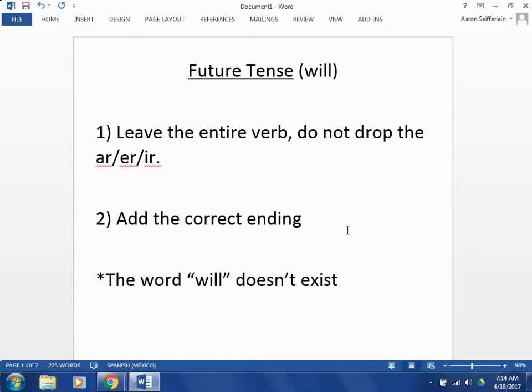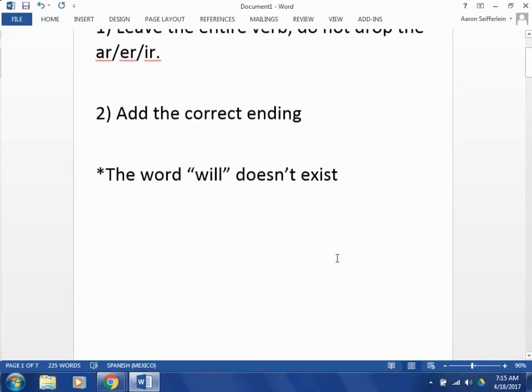Step two is the same. We're going to add the correct ending. And in doing so, it's important to note that the word will doesn't actually exist in Spanish. The concept of the future does, but there's not a separate word that indicates it's the future. Instead, by changing the verb and changing the spelling of this, that indicates to the reader or listener that you're talking about the future. So let's take a look at some examples.